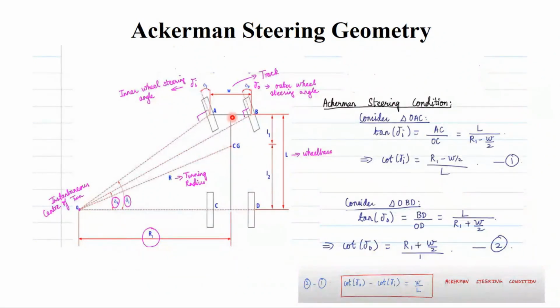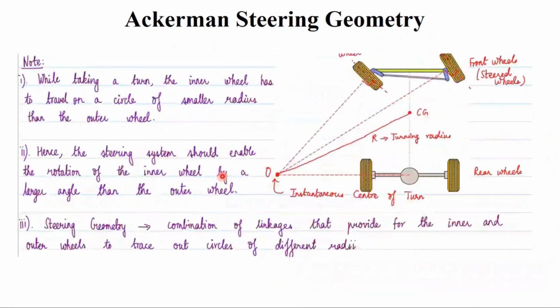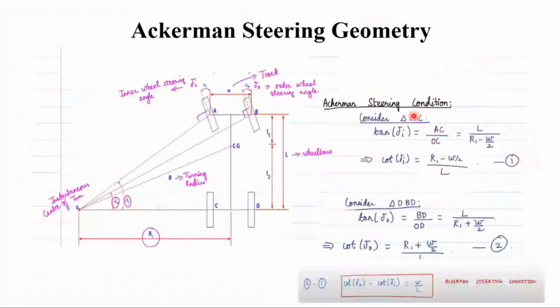Normally you should not think that this CG lies at the center. It is lying between the front and the rear wheel, but it is not lying at the center of this line. Sometimes you may feel that the CG should be here, but it is not that way. The CG lies between the front and the rear, and normally the length L1 is less than L2.